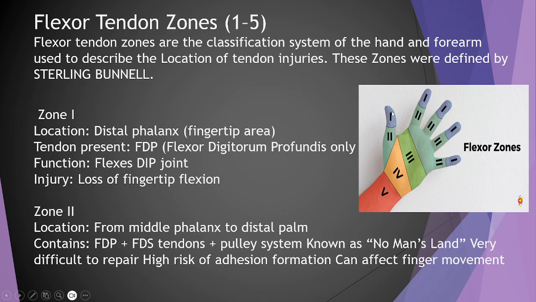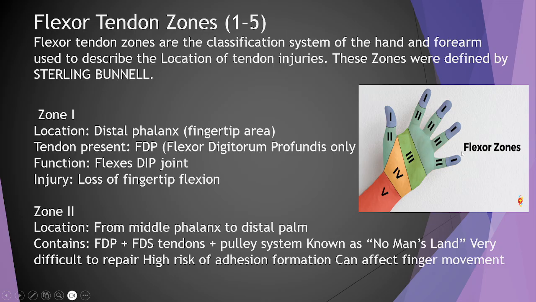Zone 1, you can see in the picture, is in the fingertip area, the distal phalanx. This tendon is the flexor digitorum profundus only, and its function is to flex the DIP joint, the distal interphalangeal joint. And zone 2, where is it located? From the middle phalanx to the distal palm. Here is the palm, and from the distal palm to the middle phalanx is the zone 2 area.